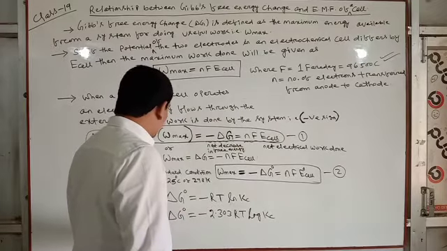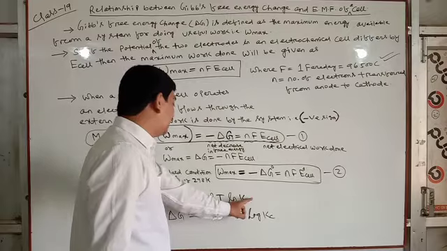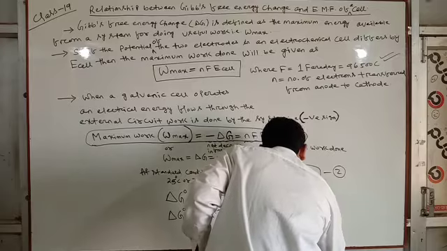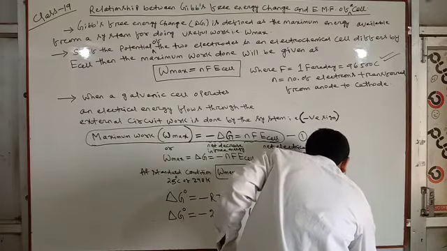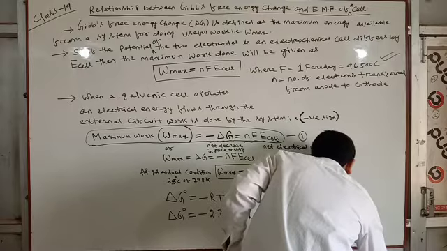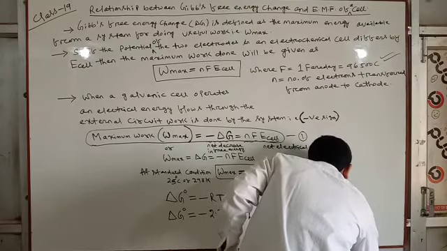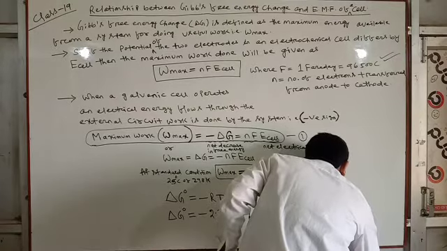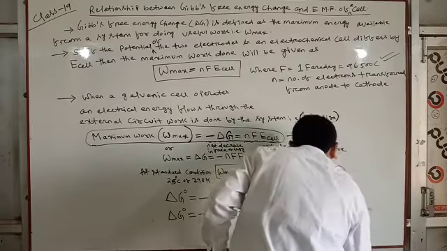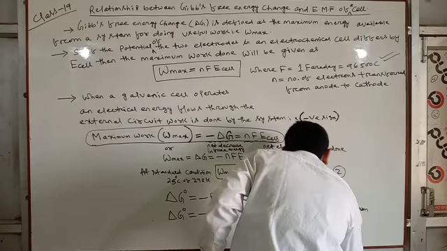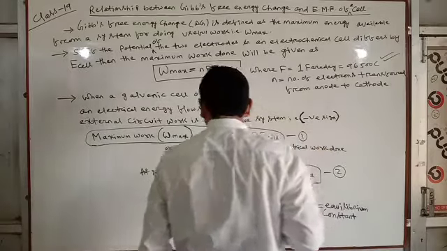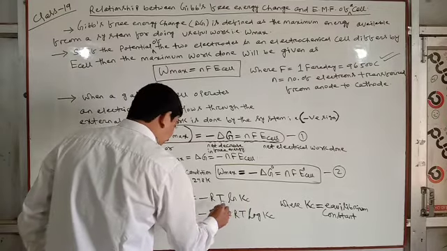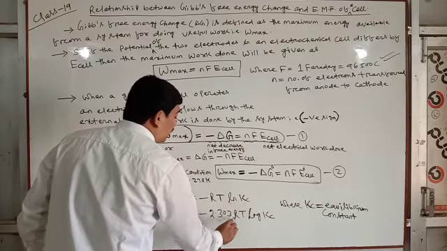Another formula, del G naught equal to minus RT log Kc. Kc is the equilibrium constant. Kc stands for equilibrium constant. And in ln converted to log, you have to multiply by 2.303.